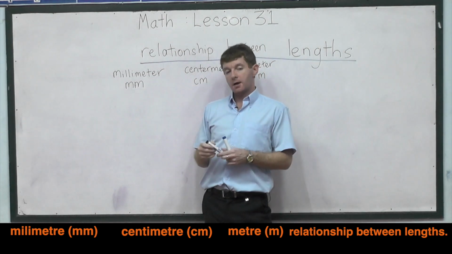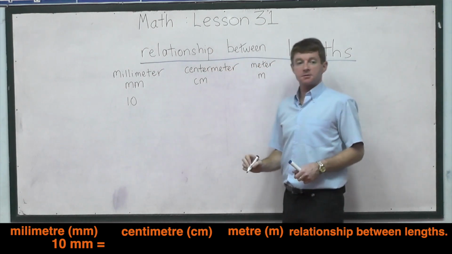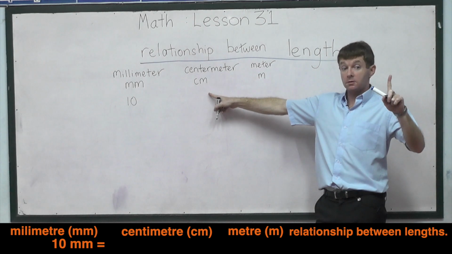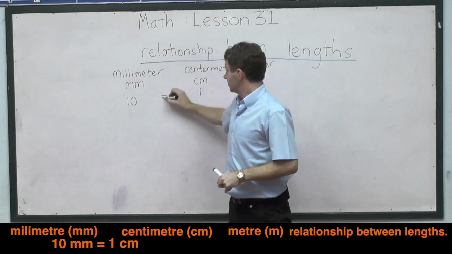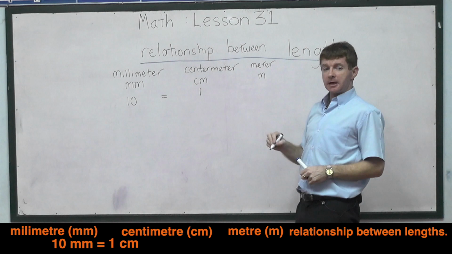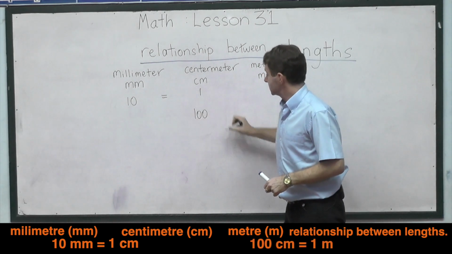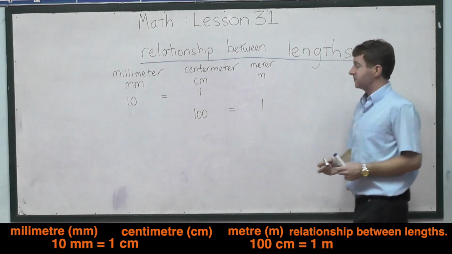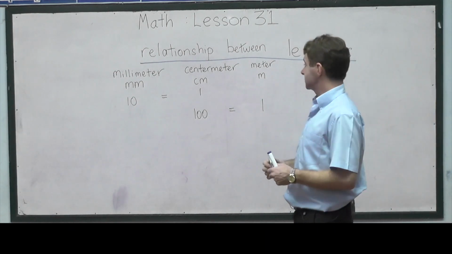Millimeter. 10 millimeters equals 1 centimeter. Okay? But then, how many centimeters equals 1 meter? 100. 100 centimeters equals 1 meter.